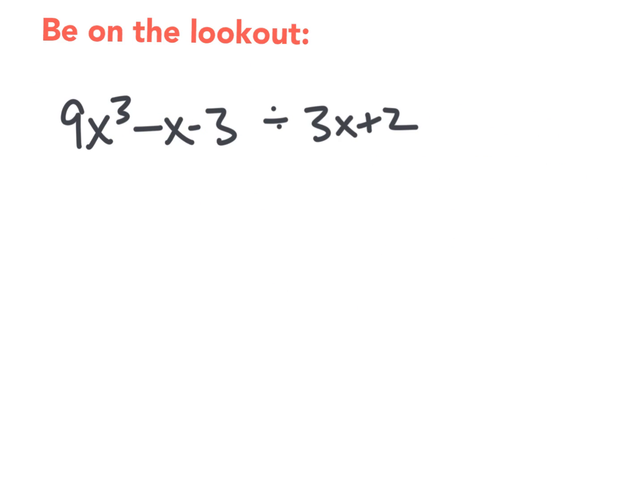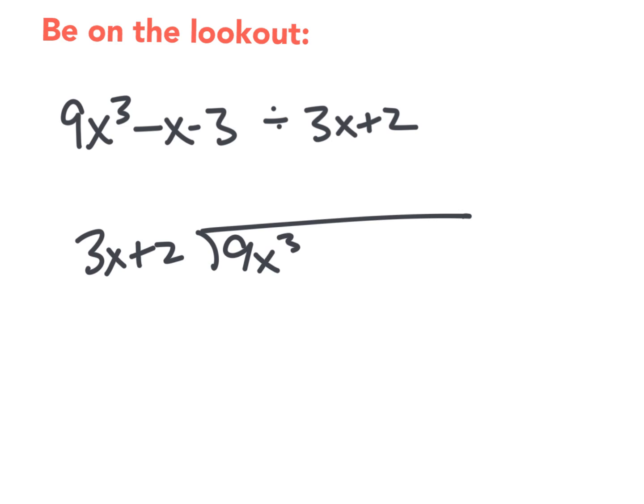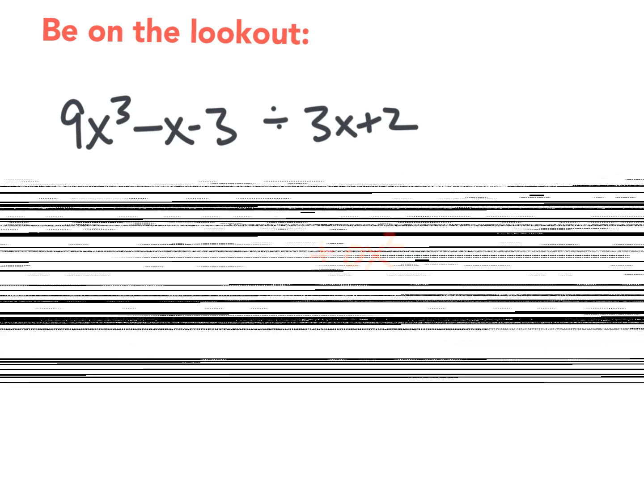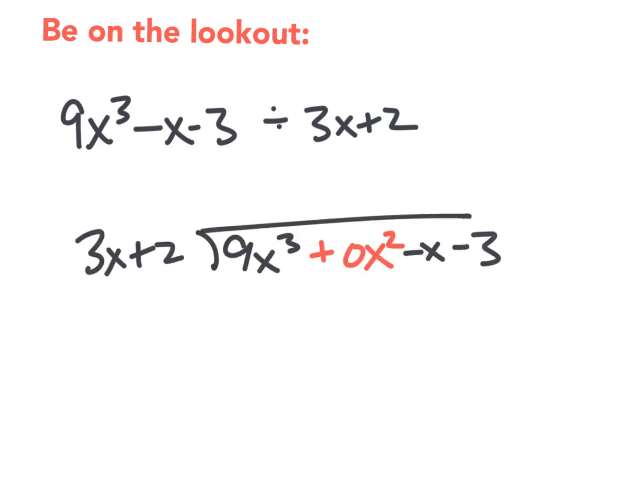One thing to be on the lookout for is if you have a polynomial that skips over some of the degrees of x. So if I were to set this problem up, I would have 3x plus 2 on the outside, and then on the inside I'd have to have 9x cubed plus 0x squared minus x minus 3. So just remember to look out for if you need to plug in a 0 somewhere.